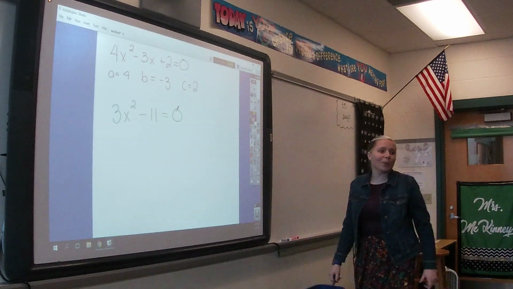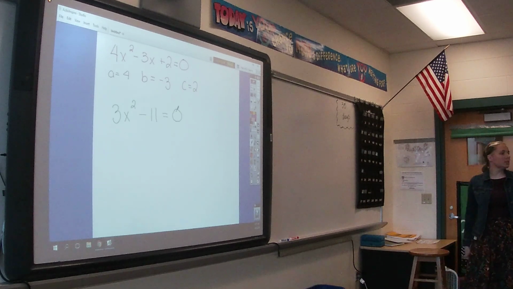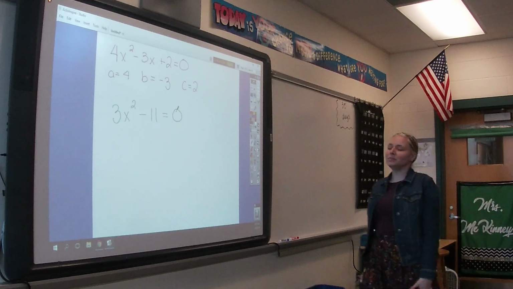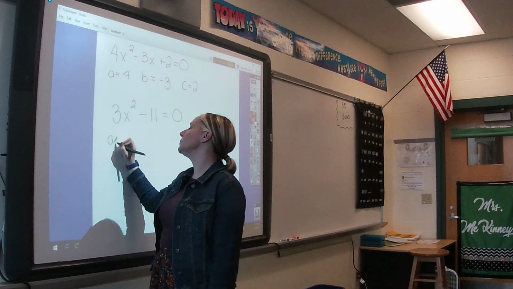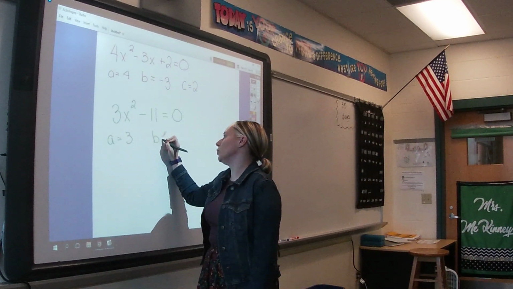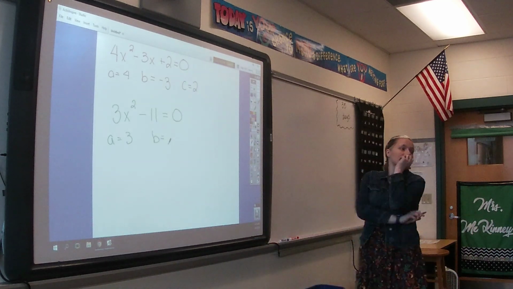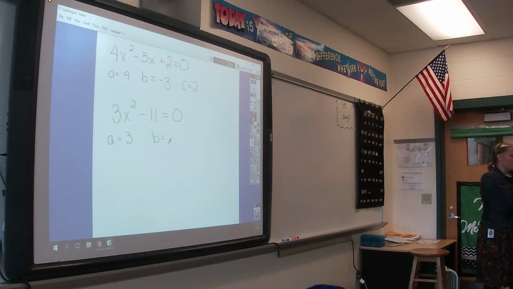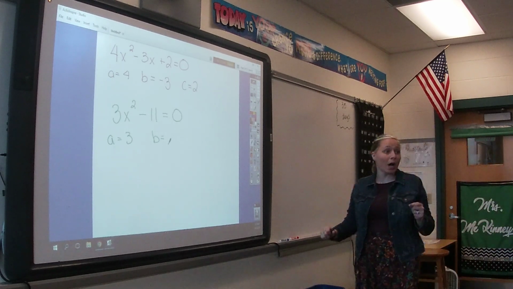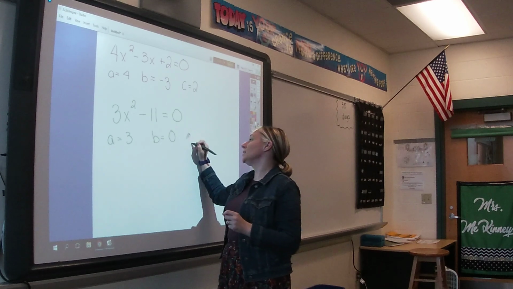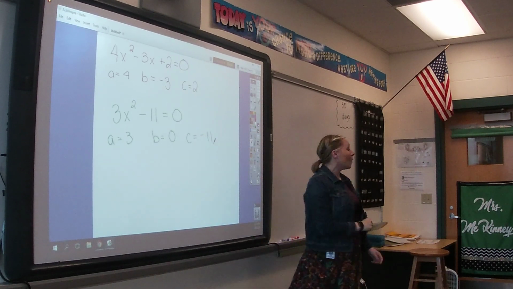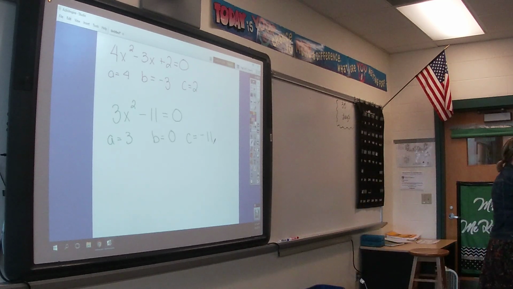How about 3x squared minus 11 equals 0? What does a equal? 3. Excellent. What does b equal? Negative 11. No, wait. It equals 0, because it doesn't have the x on it. So b is 0. What does c equal? Negative 11. So you could still use the quadratic formula on this. You would have to identify your a, b, and c appropriately.